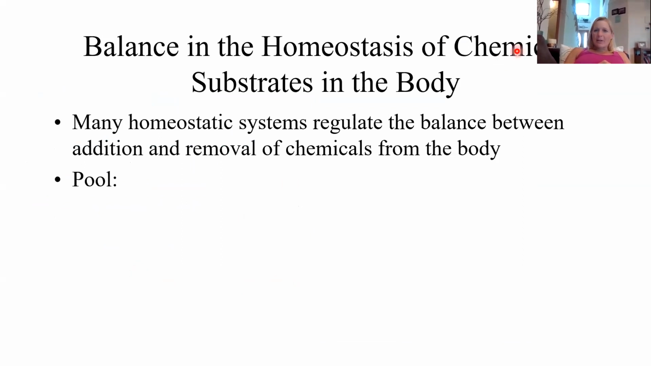Okay. When we think about balance in the homeostasis of chemical substrates within the body, many of our homeostatic systems regulate the balance between addition and removal of chemicals from the body. And we have something known as a pool. A pool occupies a position of central importance in the balance sheet. This represents the body's readily available quantity of a substance and often represents the amount within the extracellular fluid. Okay, so again, this pool just allows us the space so that we have this buffer, right?